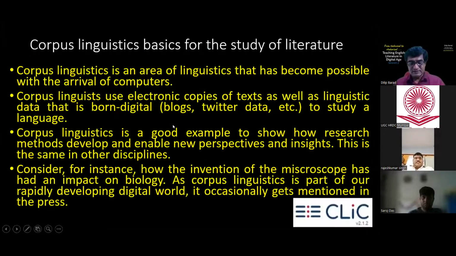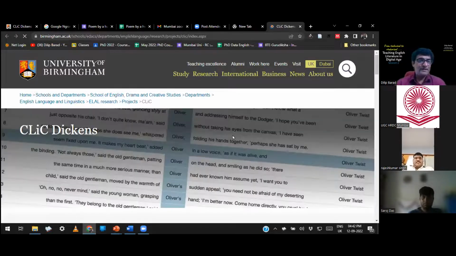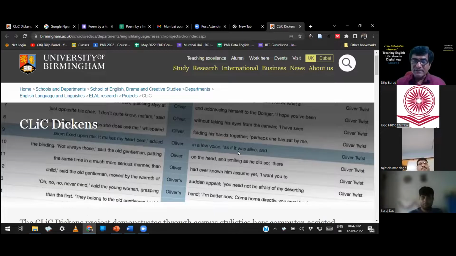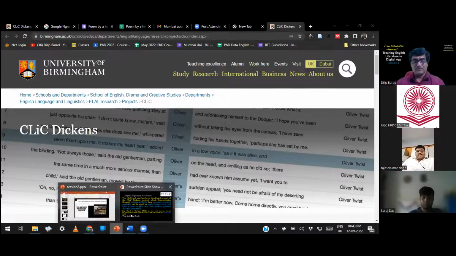If we click on this link, we come to this website, University of Birmingham, Click Dickens. They have put all the material of Charles Dickens on this website, and anybody who wants to use this digital tool to get new answers from Charles Dickens' text can work almost free of cost on this project. They have made a tool, converted the text to digital, and made it available. Various tools and machines and codes are made, and now people can keep on working on this particular platform.